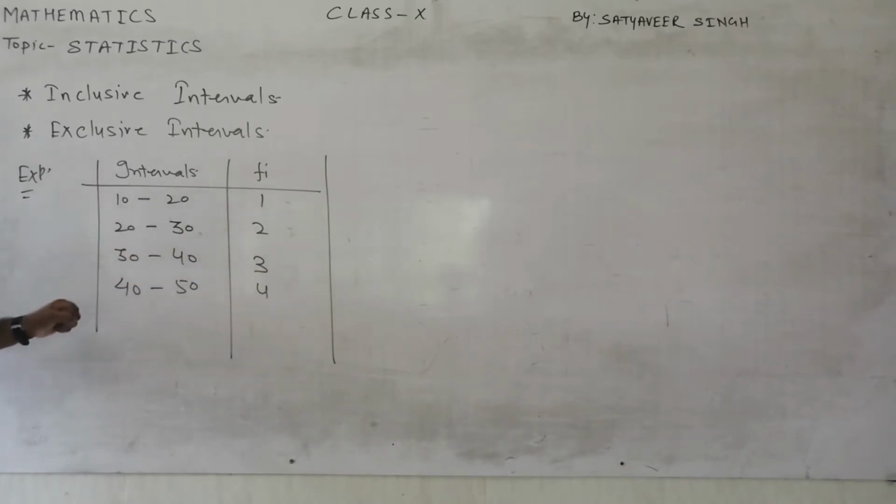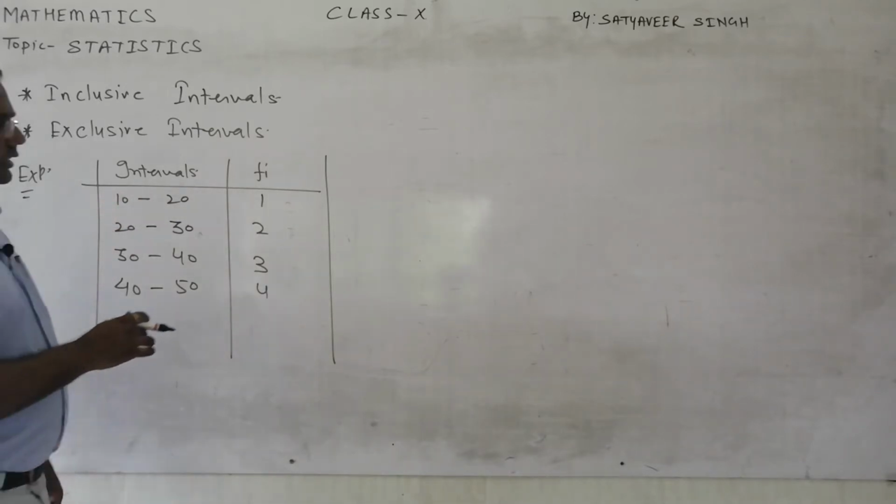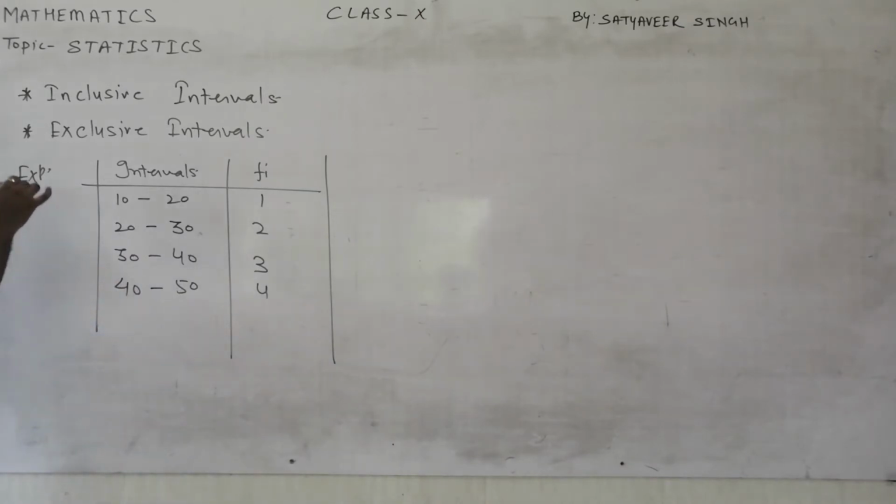Here the upper limit is 30 and this 30 is the lower limit in the next interval. So there is a connectivity between the intervals. This connectivity, here the meaning is what? We are taking the values like 10 to 20, but 20 is not included here. That we are including in the next interval. So this is the example of, we can say, exclusive series.